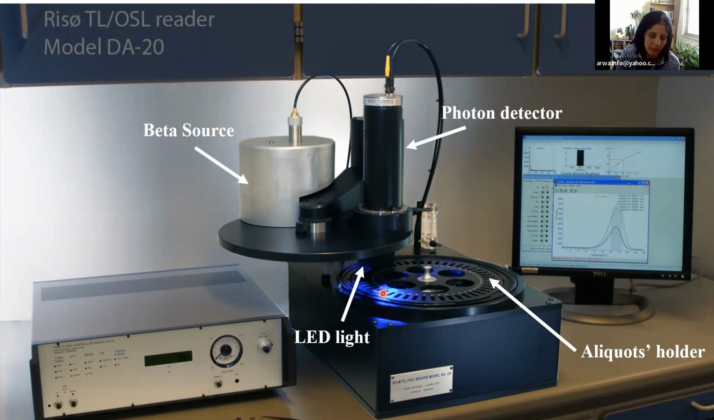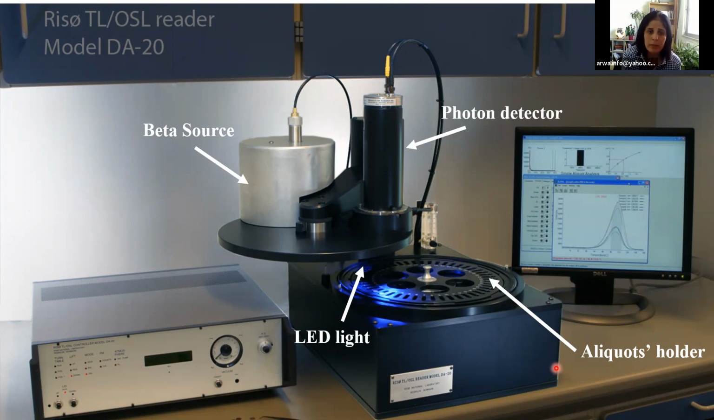As we mentioned before, we use a blue LED if we are dealing with a quartz sample, and we use infrared LED if we are dealing with feldspars. Samples are loaded to the reader using an aliquot holder. Usually we use small stainless steel discs, about 1 centimeter in diameter, and the grains are held on this disc, usually up to 100 grains.